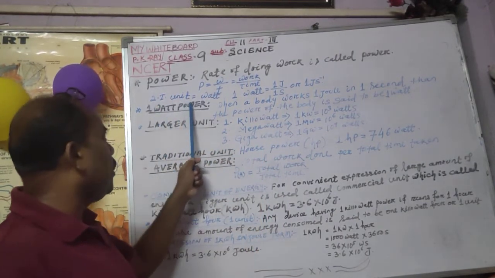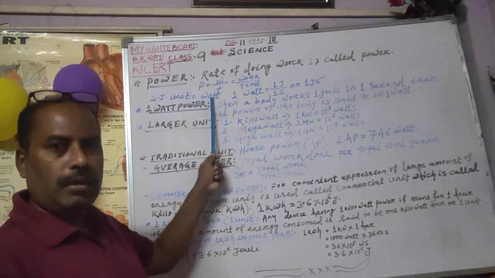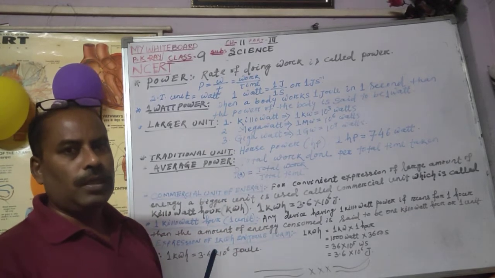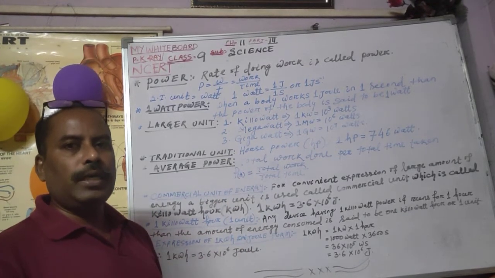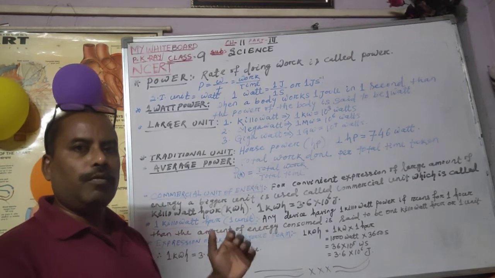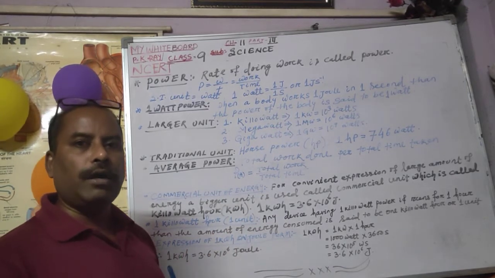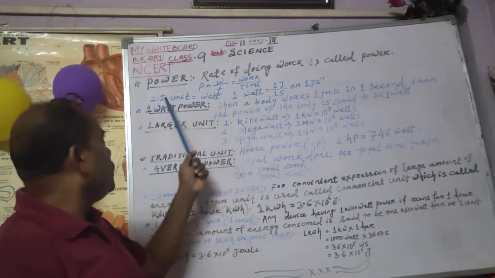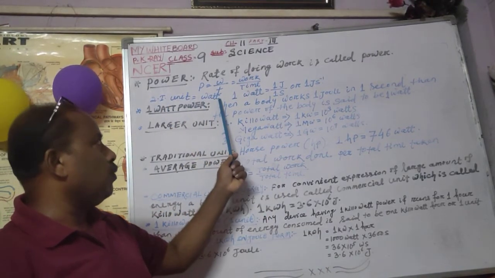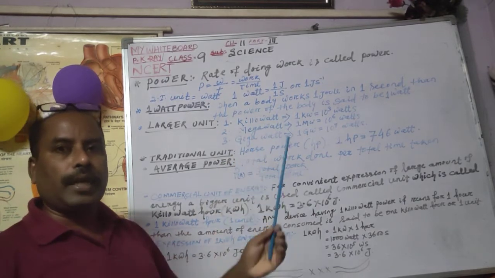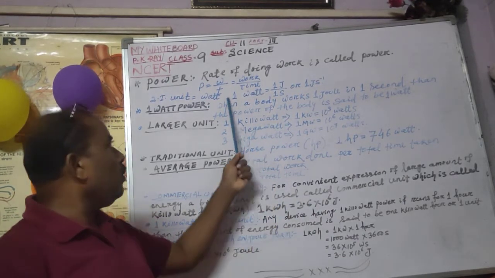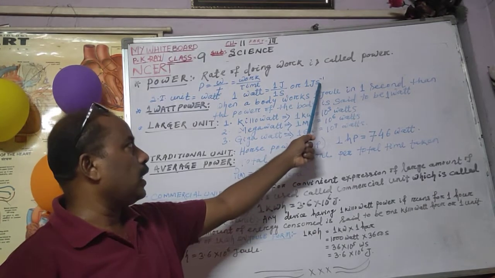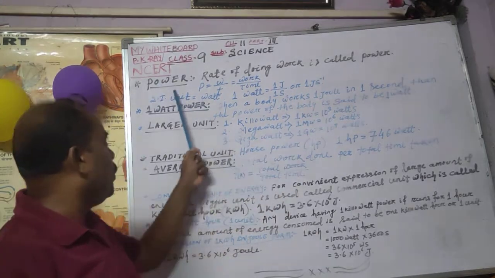The SI unit of power is called the watt. This is because of the scientist James Watt. He developed this concept of power, so in honor of this scientist it is called the watt. So the SI unit of power is the watt. We can write 1 watt is equal to 1 joule by 1 second, or 1 joule per second, 1 J s inverse. So this is called power.